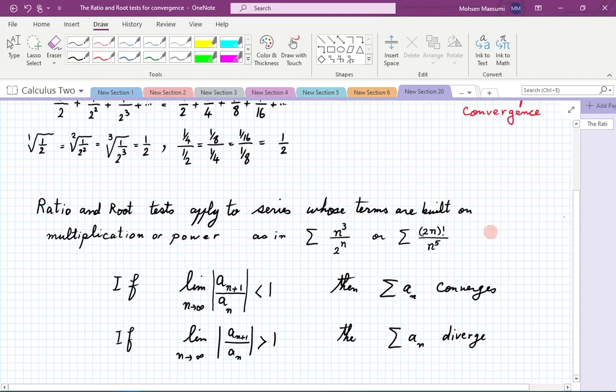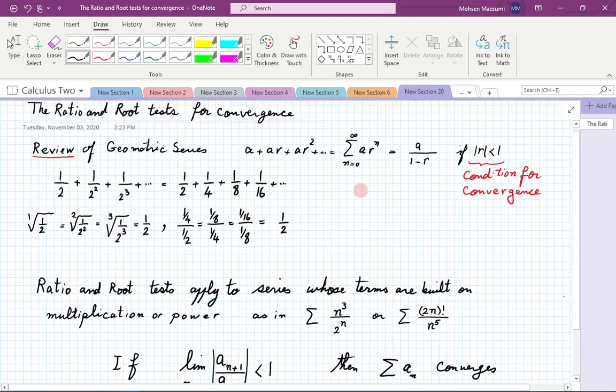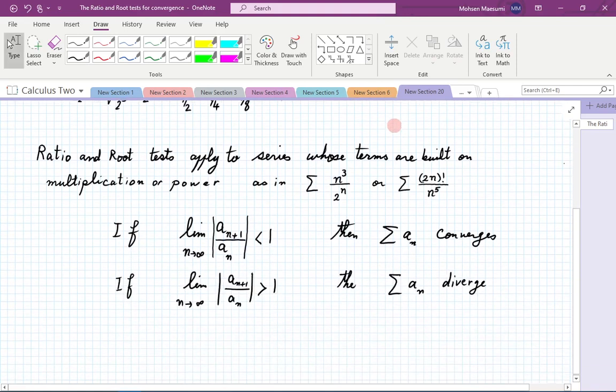Like what? So for example, if I had 2 plus 2 squared plus 2 cubed and so on, you know immediately that this thing is going to diverge, because of course you're adding bigger and bigger terms to it. There's no way that it's going to settle down for anything. But if you are multiplying by 1/2, you have convergence.